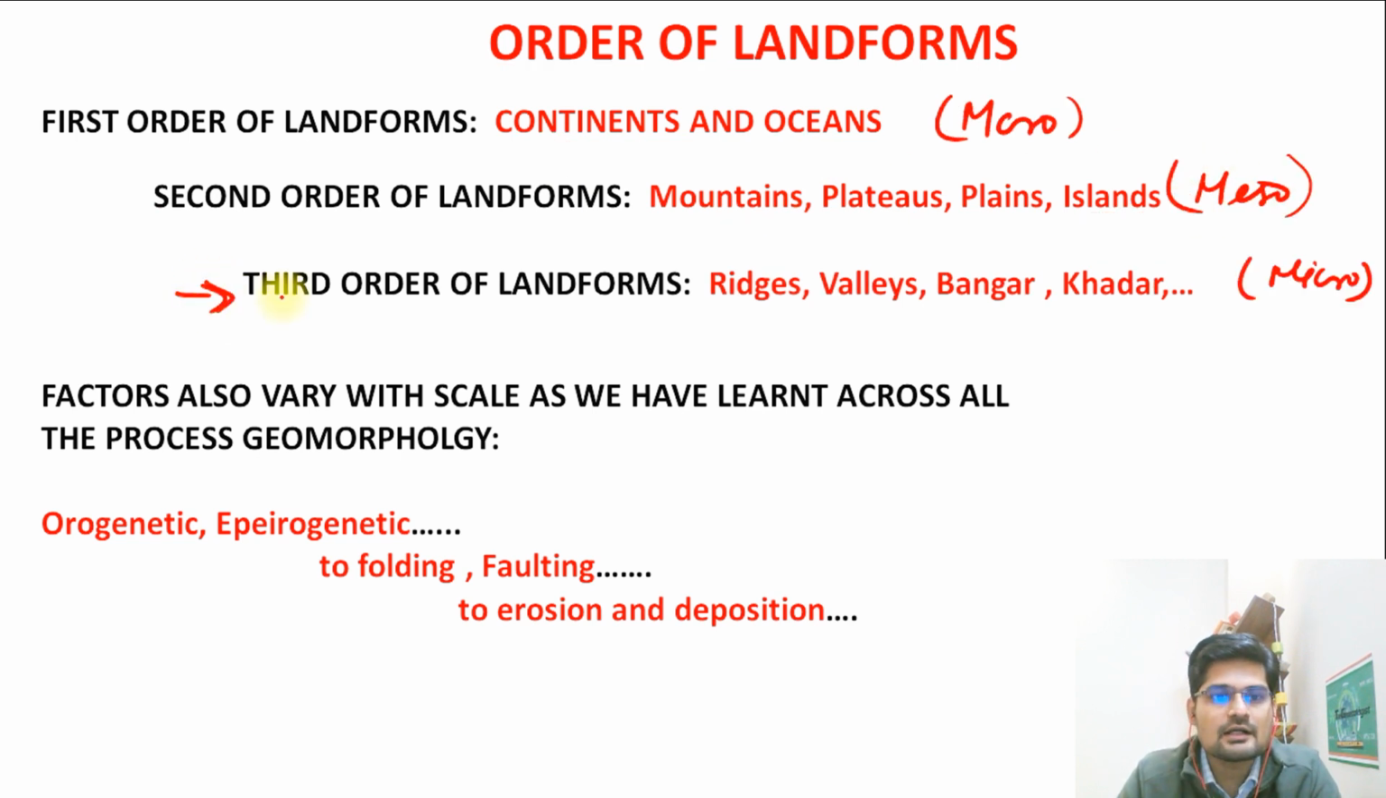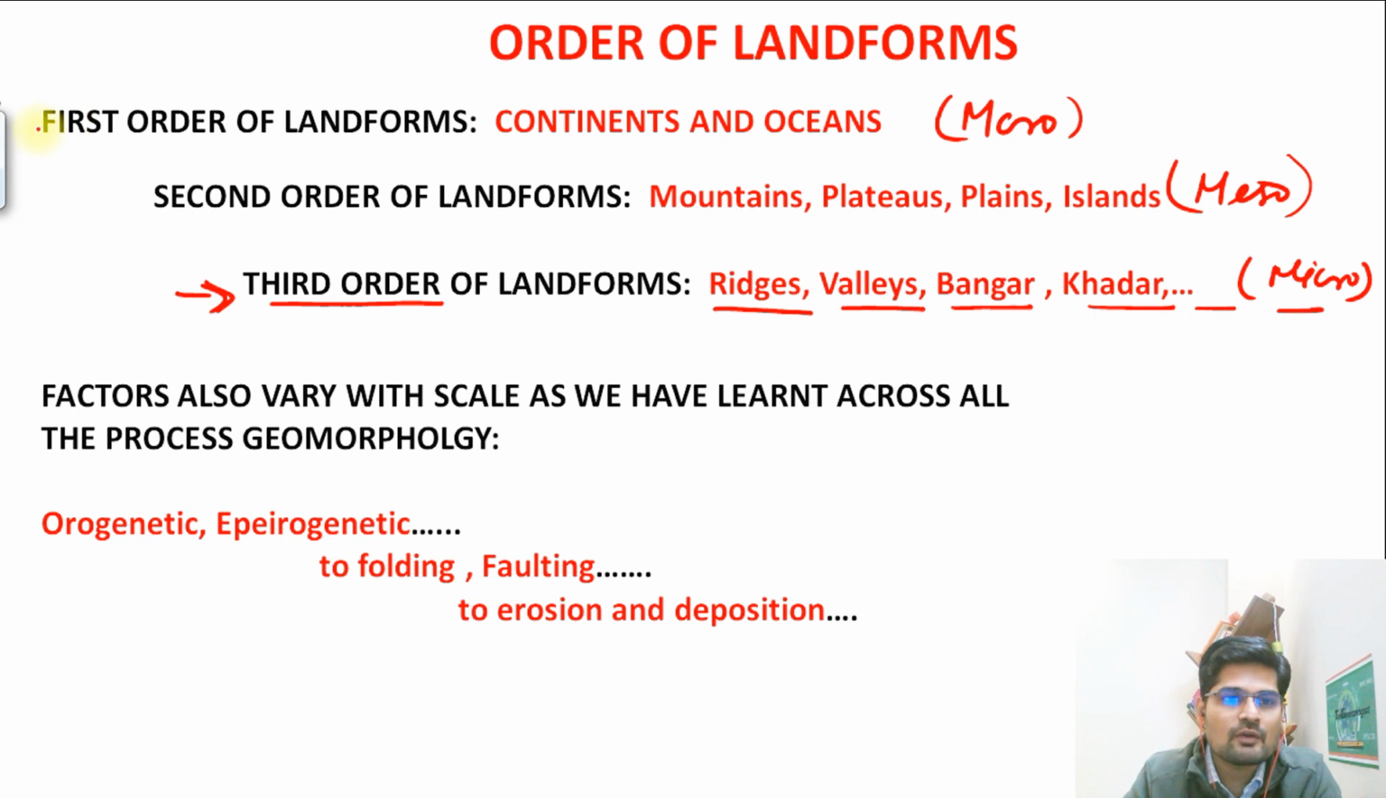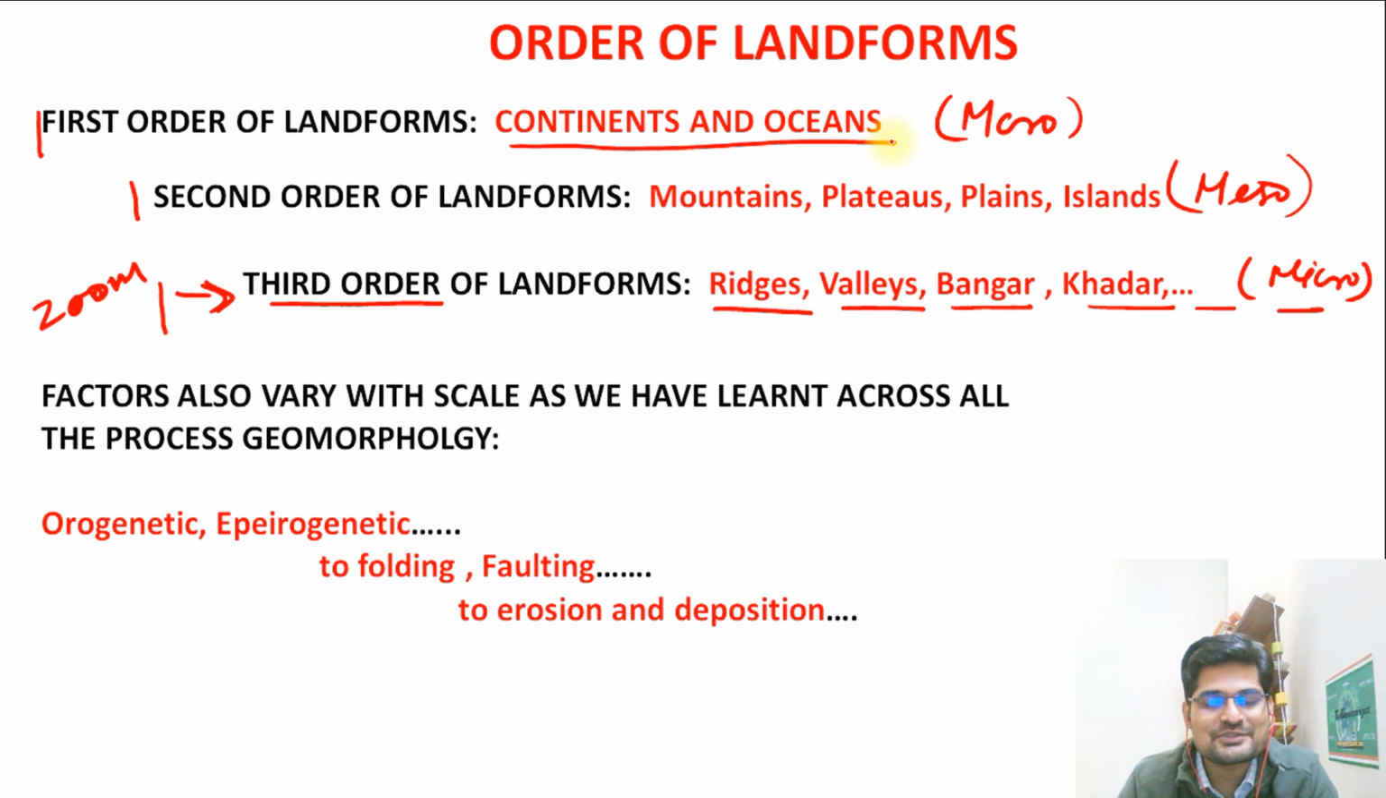And when we look at the third order of landforms, further going down, we see ridges, valleys, bangar, khadar and so many other features that are almost micro level features. So what you do here is you start from the first order, go to the second order, then go to the third order. So it's like a zoom factor, right? If you are clicking a picture and then you press zoom, you actually zoom into this. So what are we doing? From continents and oceans, we are zooming into mountains, plateaus and plains. Further ahead, we are zooming into ridges, valleys, bangar, khadar. Further ahead, as much as you zoom, what happens?